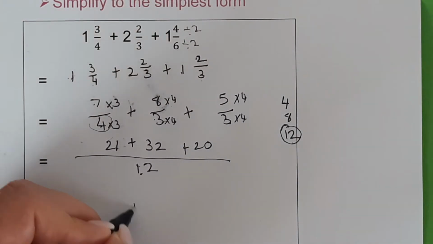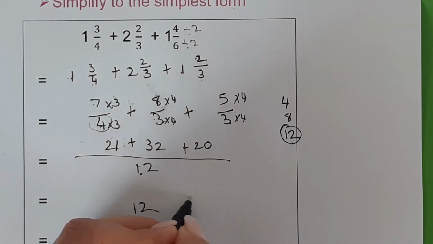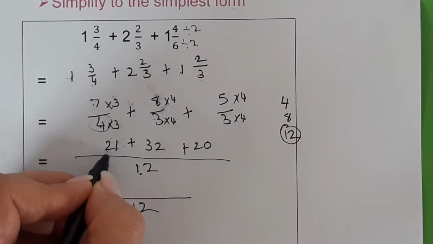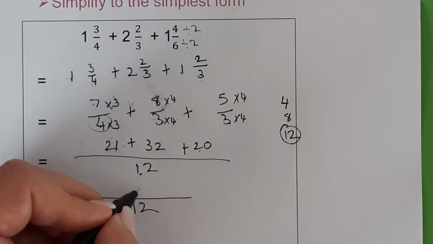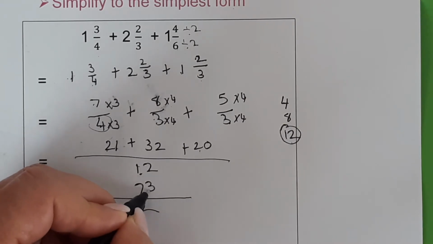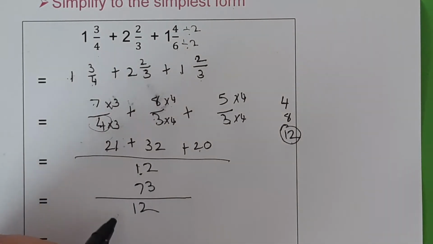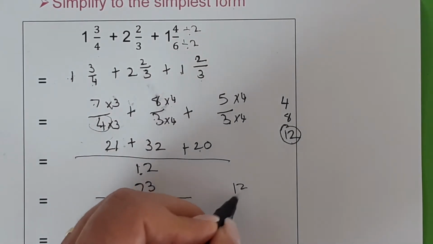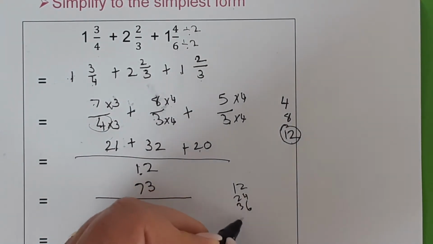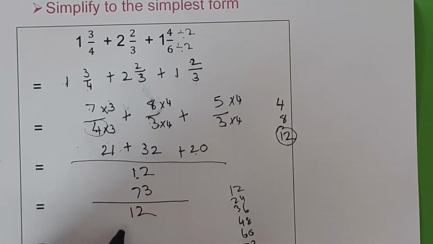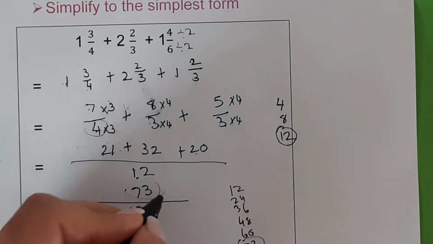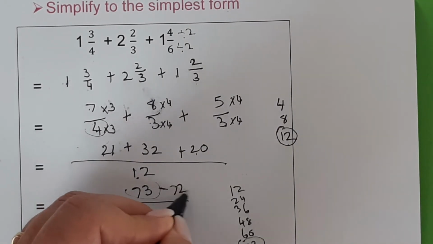Now you just add that, it is over 12. And now you add 21 plus 32 is 53, plus 20 is 73. 73/12. Now this is an improper fraction. Now count in 12s. It's 12, 24, 36, 48, 60, 72. Closest to 73 is 72. So I can subtract a 72.